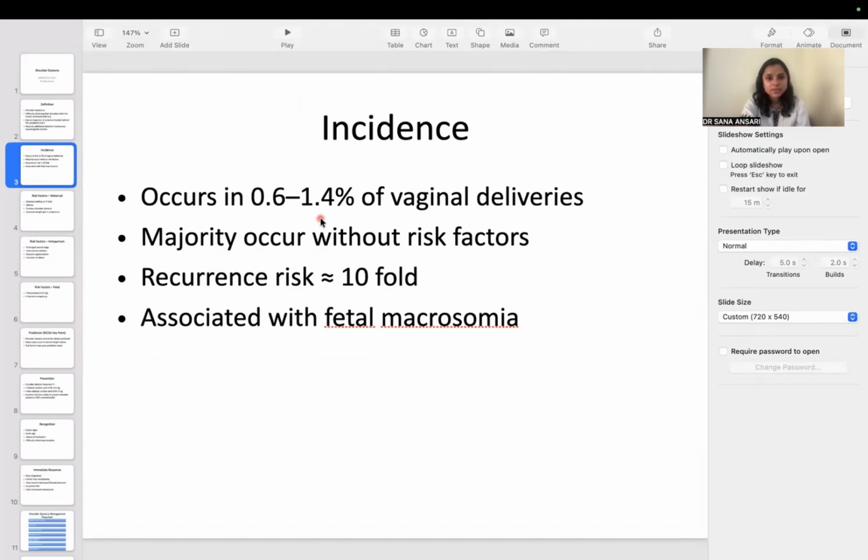Incidence is 0.6 to 1.4%. The majority of the cases occur without any risk factors. So it's difficult to predict a case of shoulder dystocia and you should be prepared for it. The recurrence risk is 10 times more and it is often associated with fetal macrosomia.